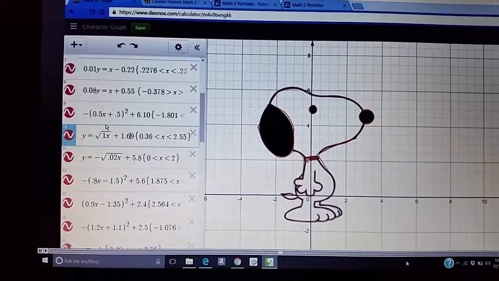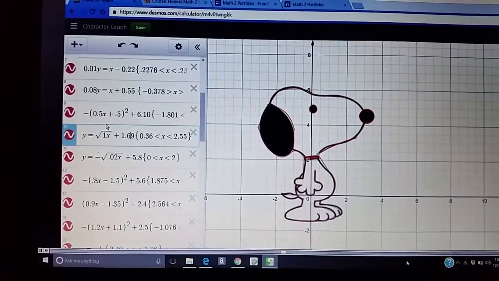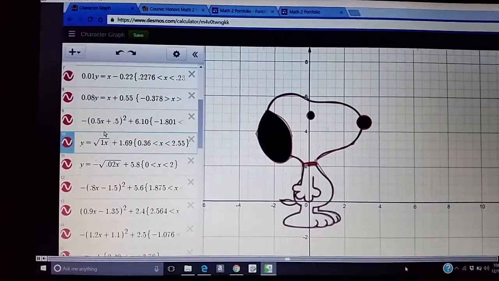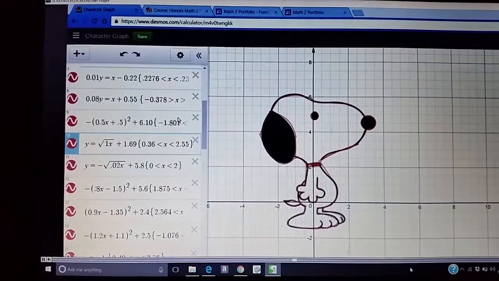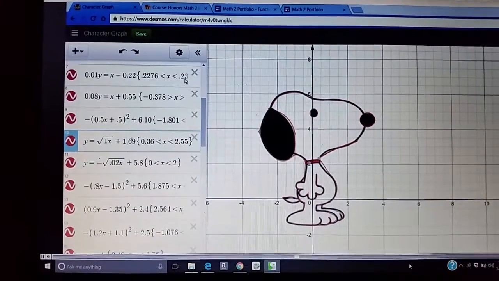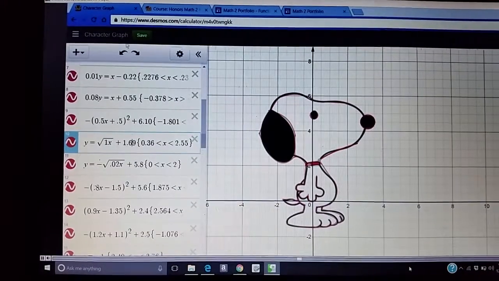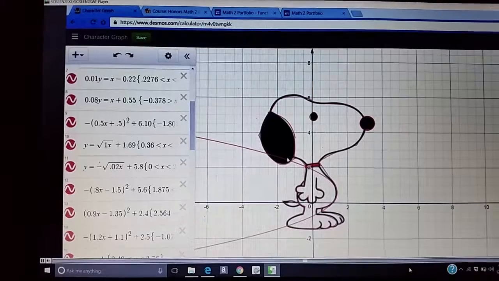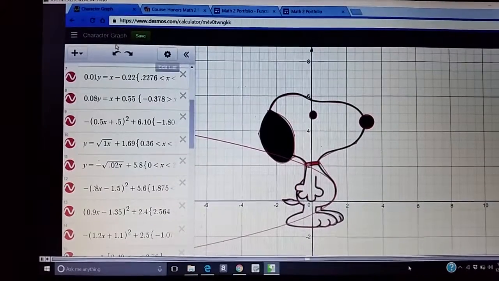And then next I'm going to show you the reflection over the x-axis by making the y positive or negative. And to do that I'm going to take out my Snoopy picture, and I'll talk about that line that I just put in later.